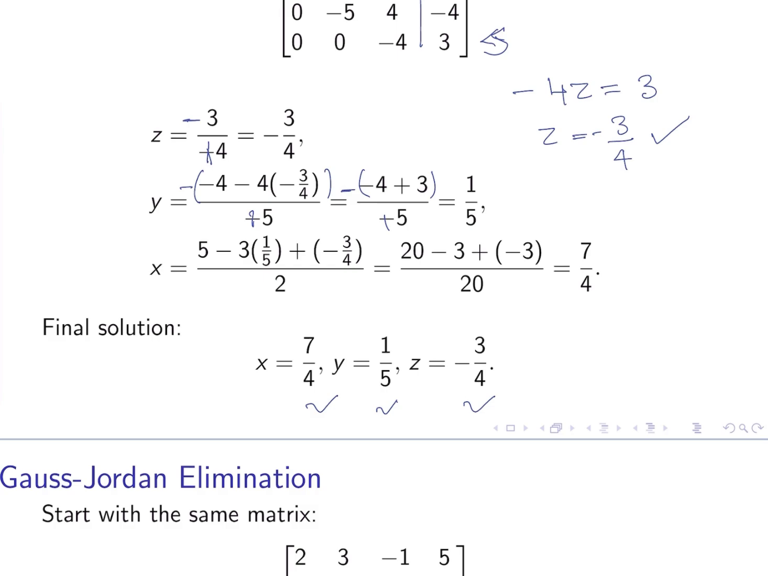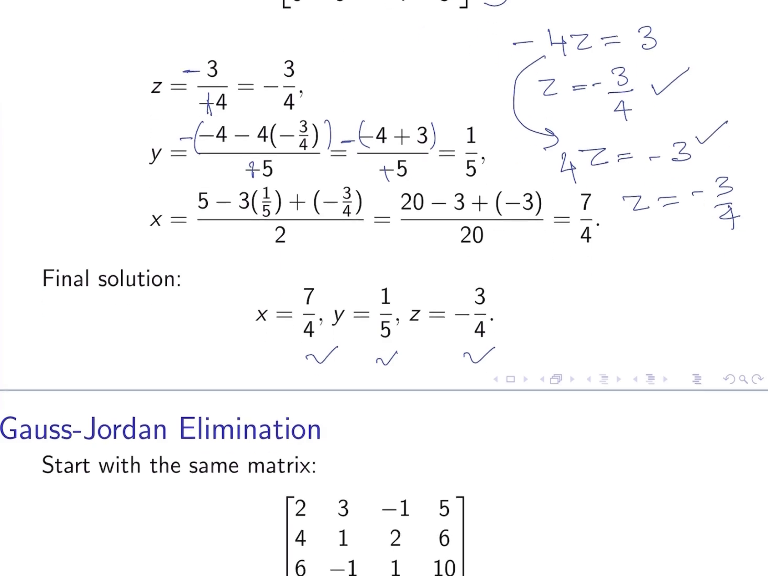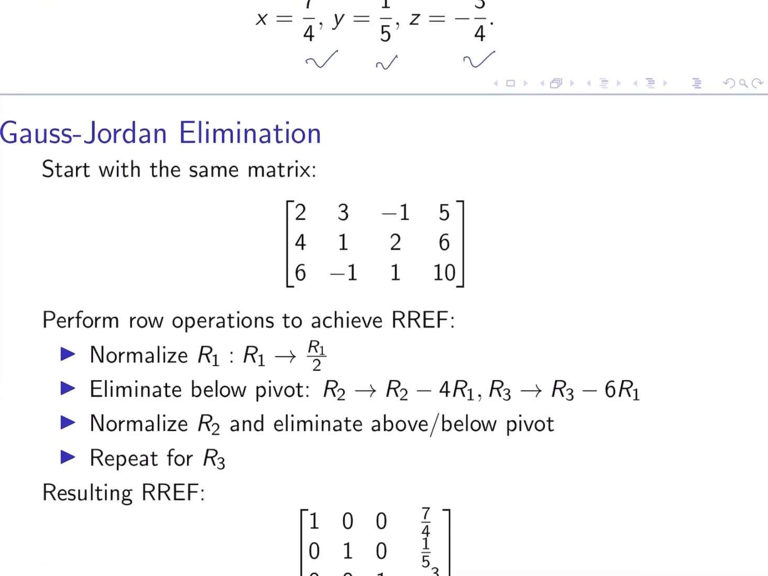Otherwise, you can see minus 4z equal to 3. So you can obtain this step, 4z equal to minus 3, and then z equal to minus 3 by 4. You pre-multiply both sides by minus 1 to get this entry, rather than dividing by minus 4. Okay, so now we found the solution using Gauss elimination.